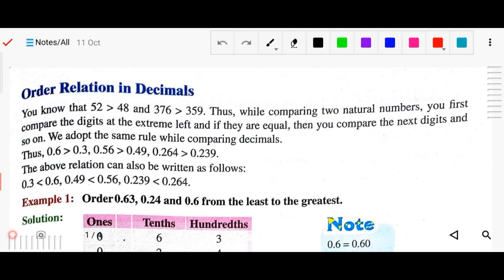Good morning, students. Today we will learn how to compare decimal numbers. So you can take out page number 133. So here we will study order relation in decimals.